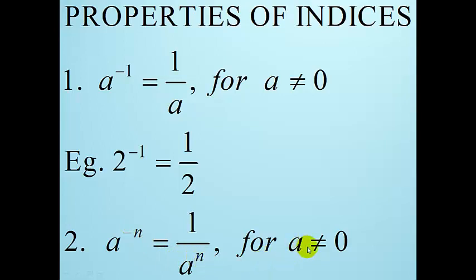This is for a not equal to 0, because if a becomes equal to 0, 1 over a raised to the power n will cease to exist. So for 1 over a raised to the power n to exist, a must not be equal to 0.